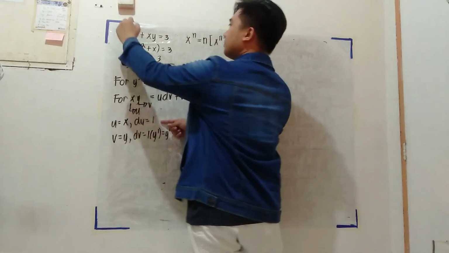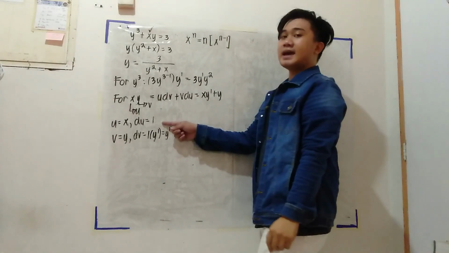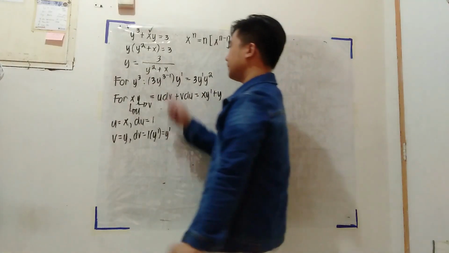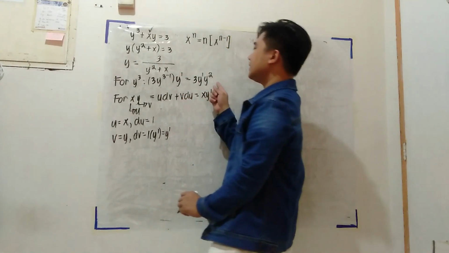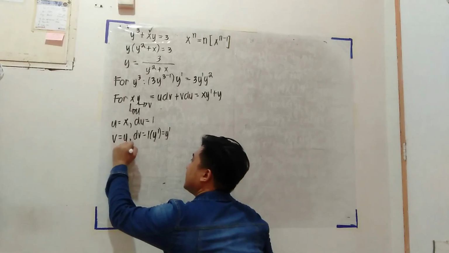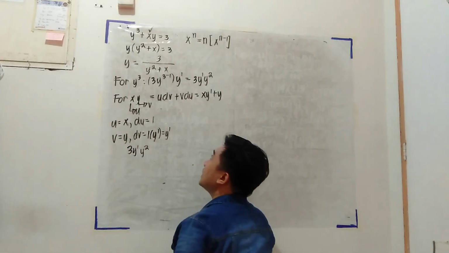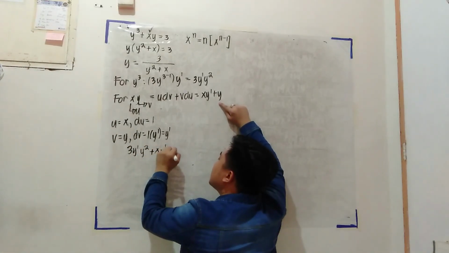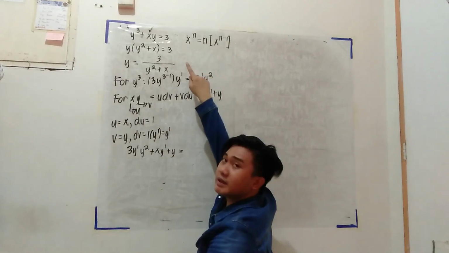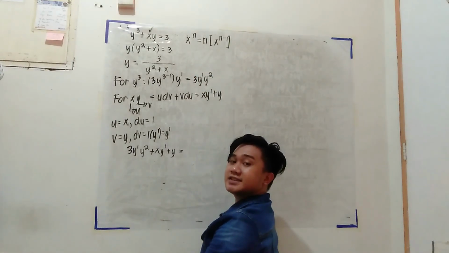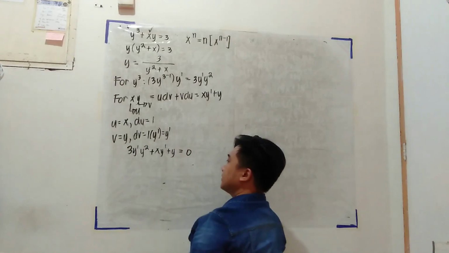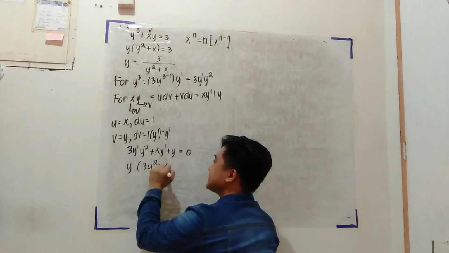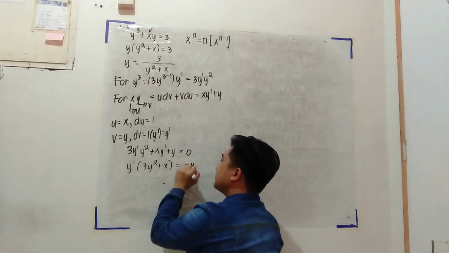Okay? So, meron na akong para sa y cubed, meron na akong para sa xy. Pwede ko nang i-reconstruct. Again, what's the derivative of y cubed? That is equal to 3y prime y squared. What's the derivative of xy? That is equal to xy prime plus y. Derivative of 3 is 0, since that is only a constant. So, I have y prime times 3y squared plus x equals negative y.